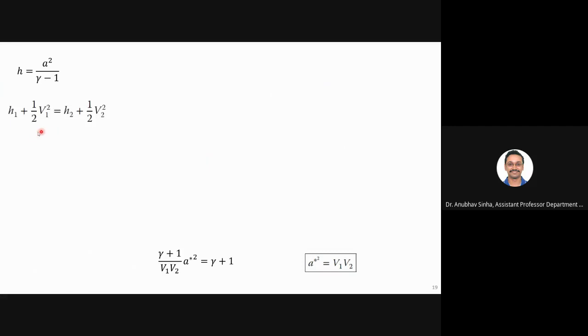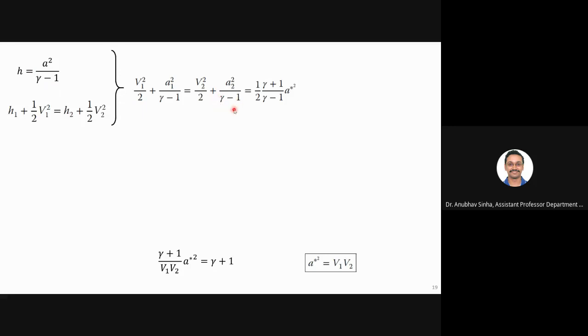Now we have this relation. Can anyone tell me what is conserved here? We discussed it two slides ago. Conservation of what? Energy. Energy, correct. So we are talking about enthalpy and kinetic energy. If I combine these two, I will just replace H by A square by gamma minus 1. So this is what we'll get: V1 square by 2 plus A1 square by gamma minus 1 is equal to the same thing for state 2, V2 square by 2 plus A2 square by gamma minus 1.